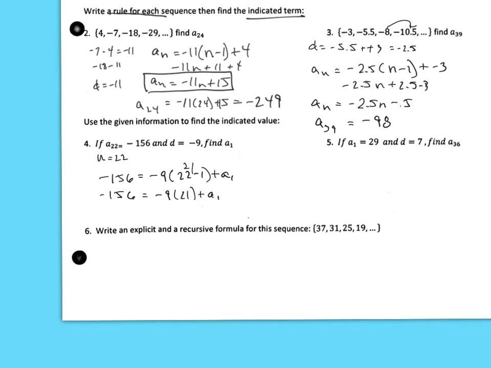Order matters in your order of operations. So negative 156 is equal to negative 189 plus a sub 1. So add that 189 over there, and our first term is 33.